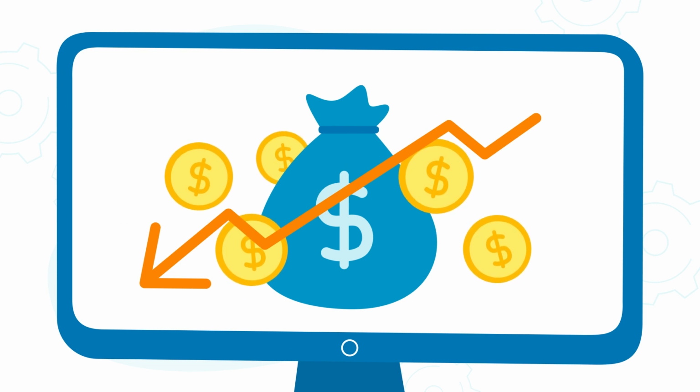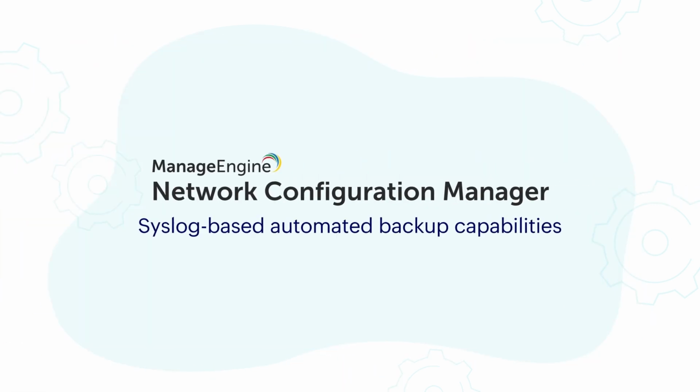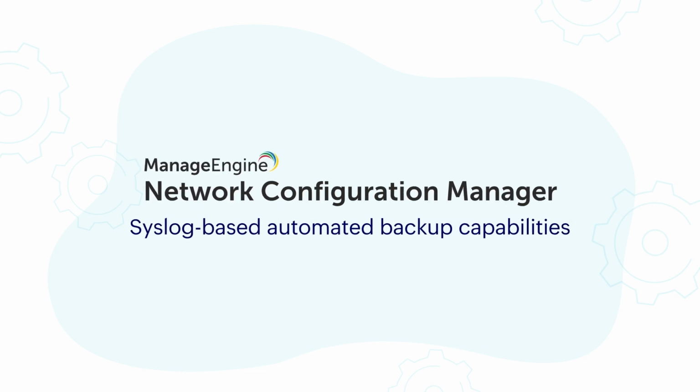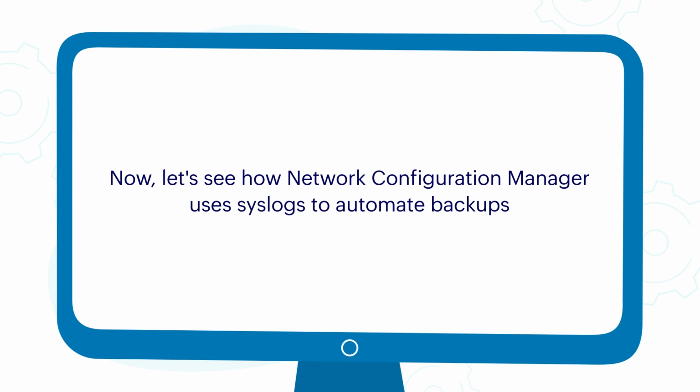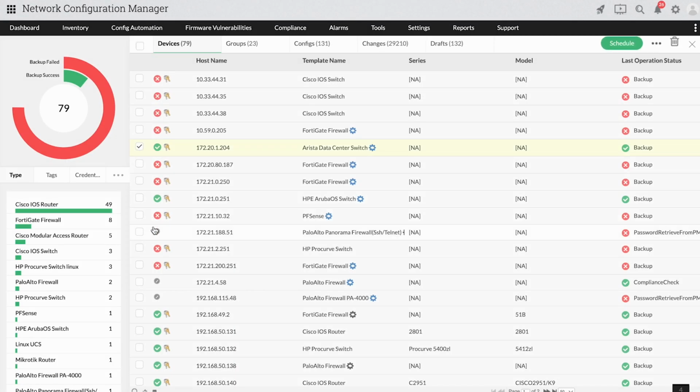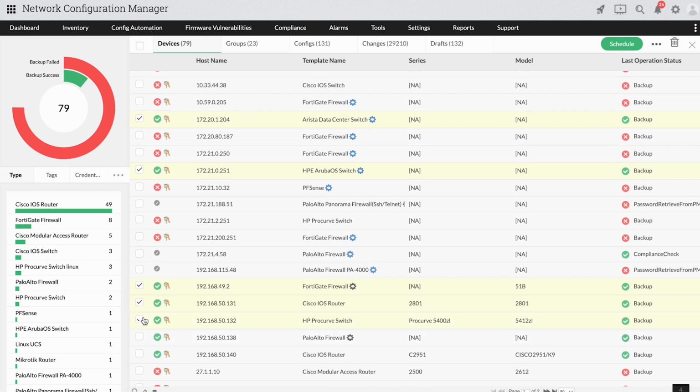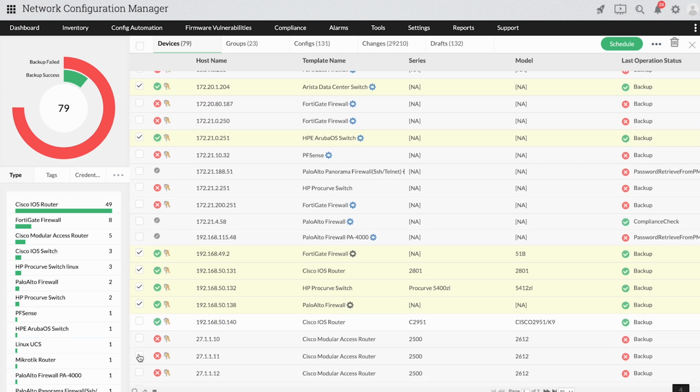This issue can be completely eradicated with Network Configuration Manager's Syslog-based automated backup capabilities. Now, let's see how Network Configuration Manager uses syslogs to automate backups. First, you need to enable change detection for the required devices. Then, whenever users log in and log off from these selected devices, a syslog message is created.